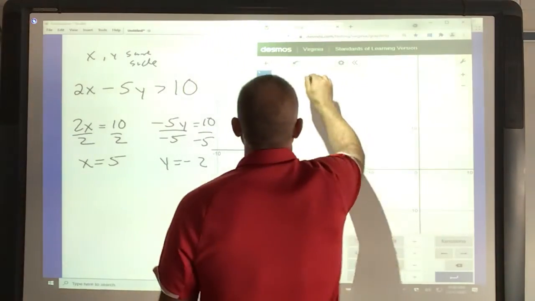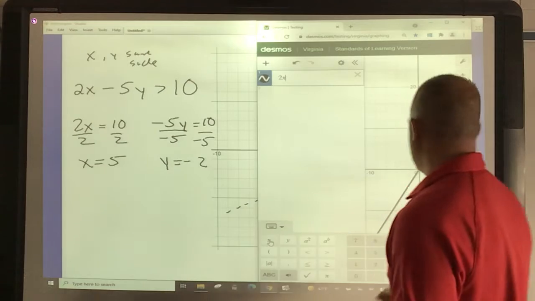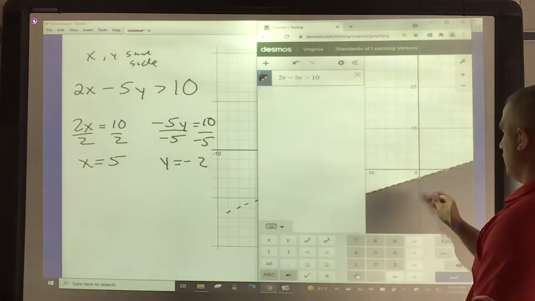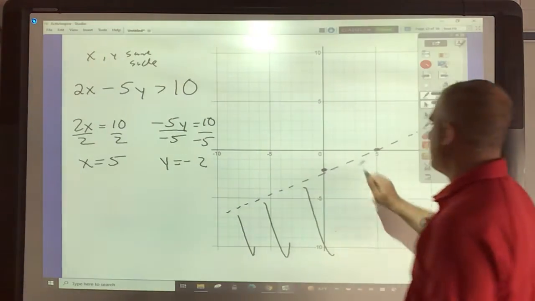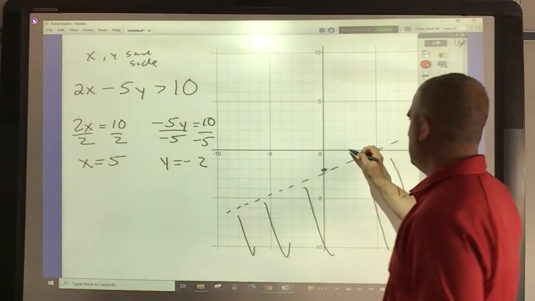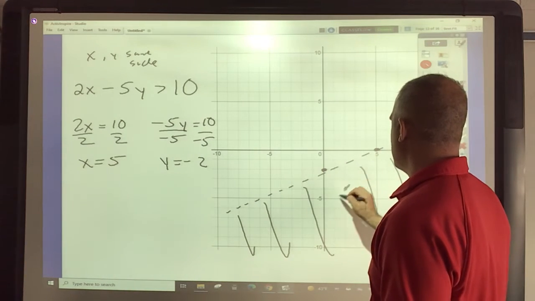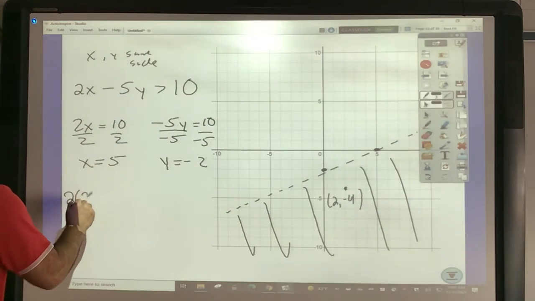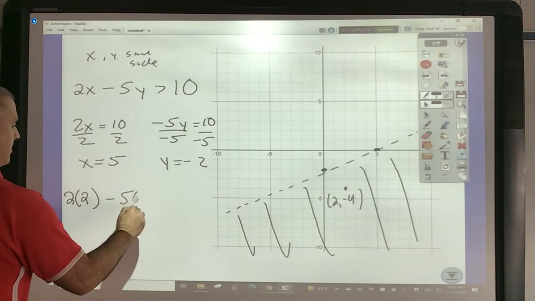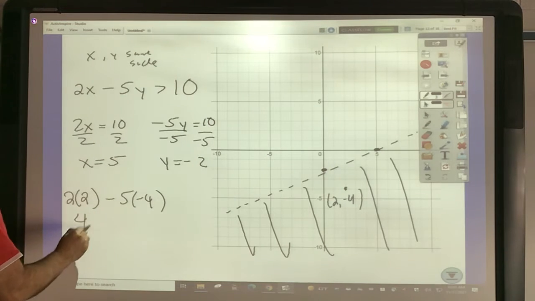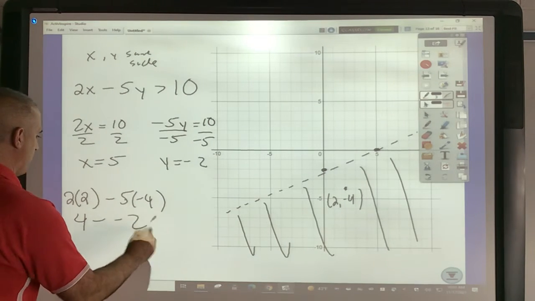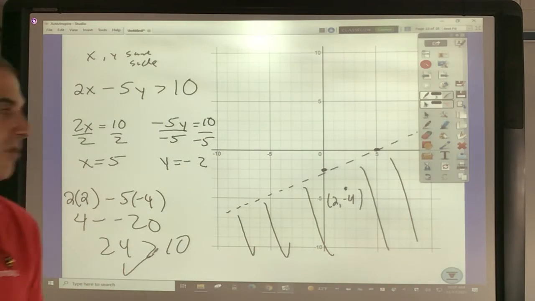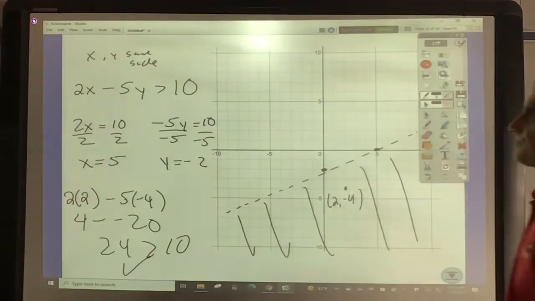Now, just like the other things, I'm going to do 2x minus 5y greater than 10. As you can see where the shading is, that means that if I picked any point, let's say the point 2 over, 4 down, the idea is that if I put that in, 2 times 2 would be 4, 5 times negative 4 would be negative 20, so 4 minus negative 20 is 24. 24 is greater than 10. And that's why that works, okay? All right, that's why that works.